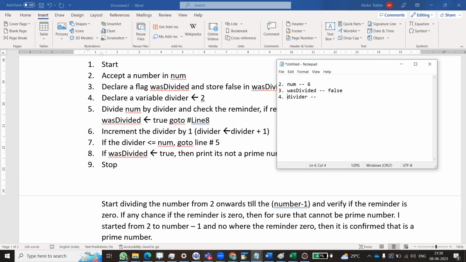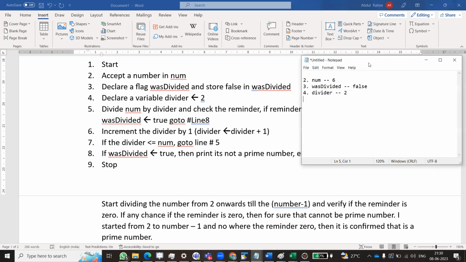A variable will be divided by 2. I'm declaring a variable, divider, right? Yes, sir. And what is the value of divider? 2. Okay, fine. And the next statement, number 5. Asma, what does number 5 do?